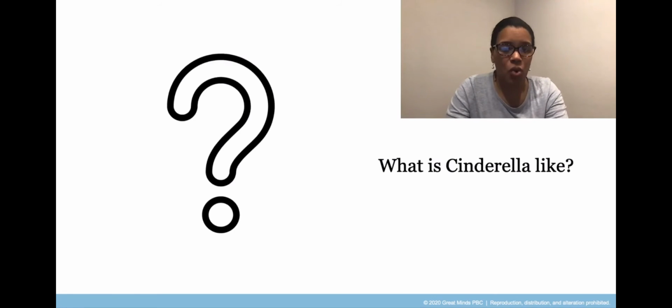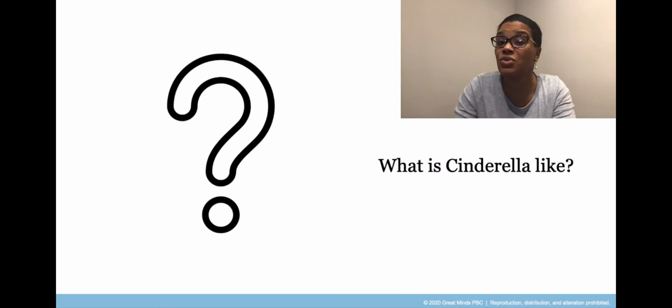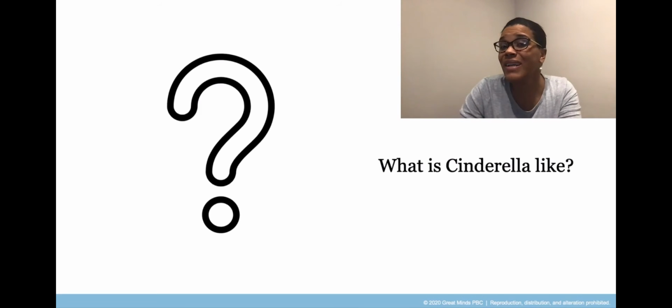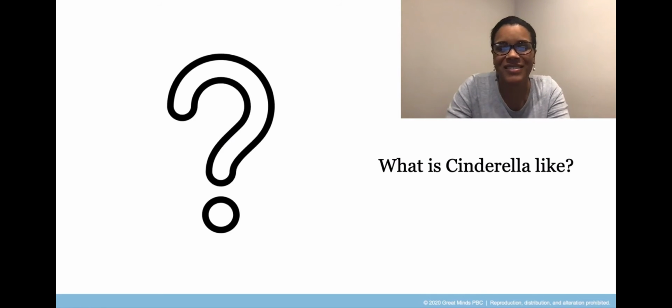So, on page 1, the illustrations and details in the text show that Cinderella washes pots, stairs, and bedchambers. She does a lot of work around the house. From these actions, what can you infer about Cinderella's traits? Meaning, what is Cinderella like? Think. Share with your learning partner or share aloud.